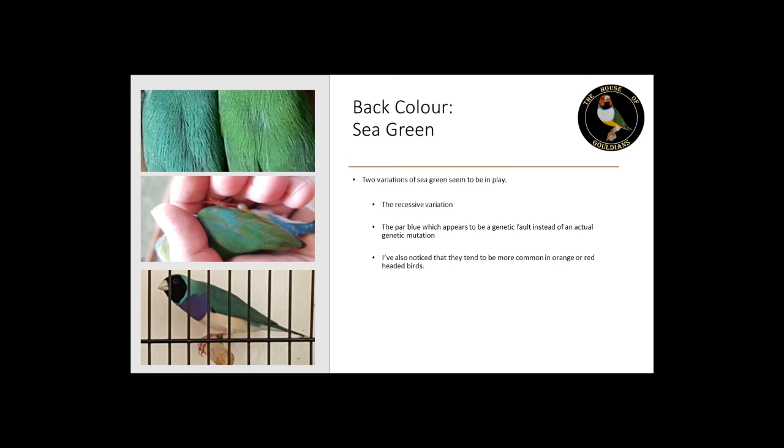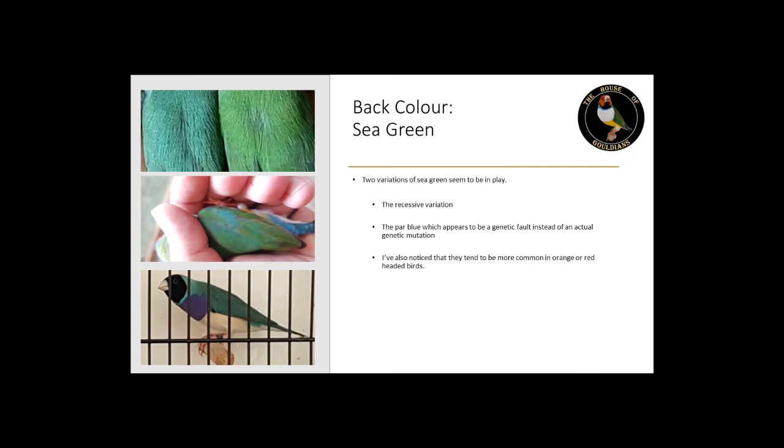the right. If you look at the bird right at the bottom, that's a normal blue, so you can get an idea of the color difference. The picture in the middle, you'll see the blue feathers in and amongst the green, giving it its color. Now, the issue that is going around with the sea green is that there seems to be 2 variations of the mutation. The one is commonly being referred to in Europe as a par blue, and they believe this to be a fault, not a true genetic mutation.